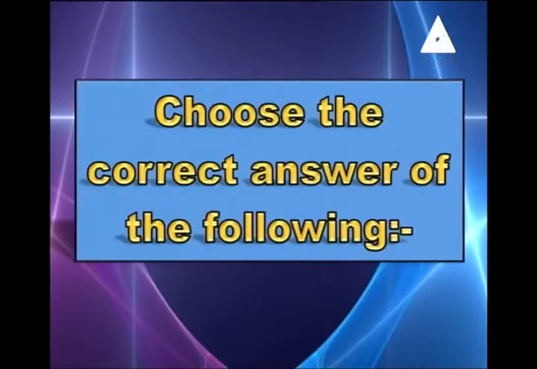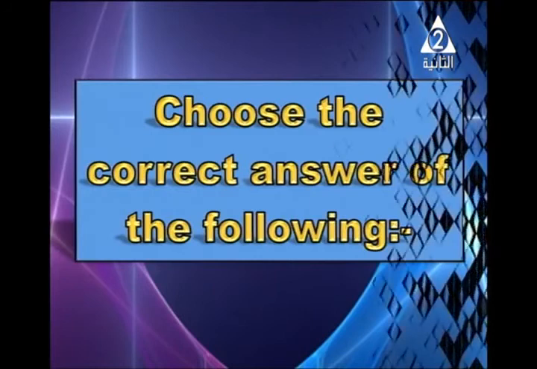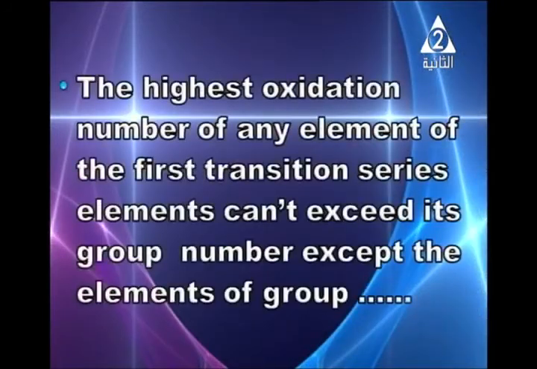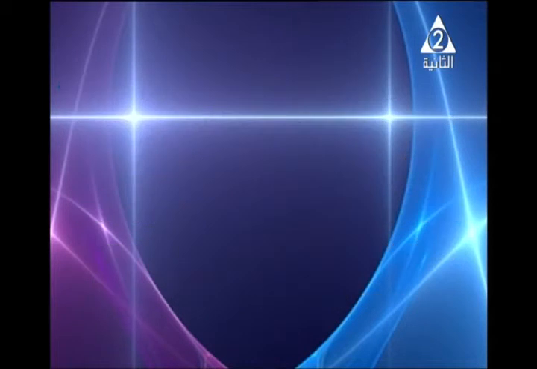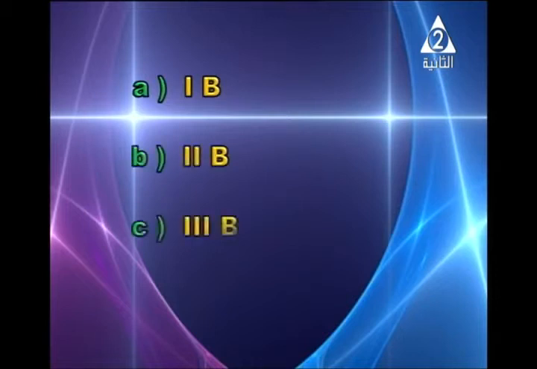Choose the correct answer of the following. The highest oxidation number of any element of the first transition series cannot exceed its group number except the element of group. Our choices are group 1B, group 2B, group 3B, and group 5B. The answer is group 1B because it has an oxidation number +1 or +2 in some cases like copper, or +3 even in gold.